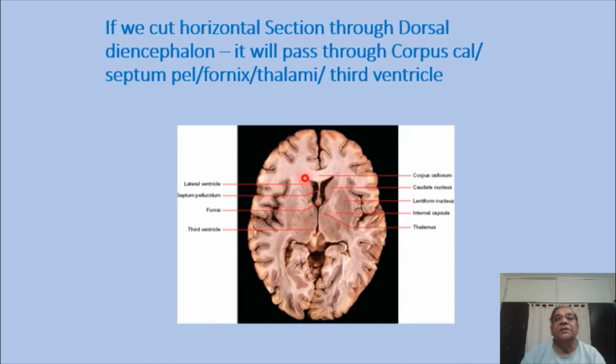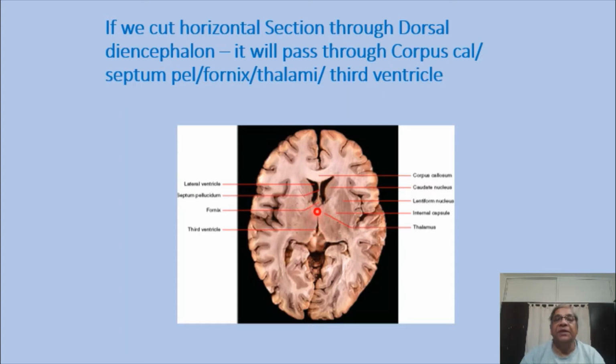In this section, for orientation purposes, this is the corpus callosum, septum pellucidum, and this is the fornix. Now this is the thalamus. It is the right thalamus and this is the left. What is thalamus? It is nothing but a nucleus, which is a collection of gray mass, that means of neurons. So this is the right thalamus and this is the left thalamus.